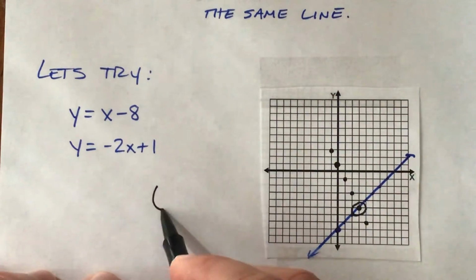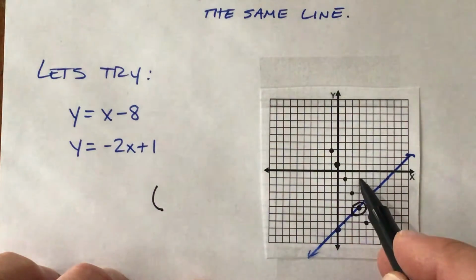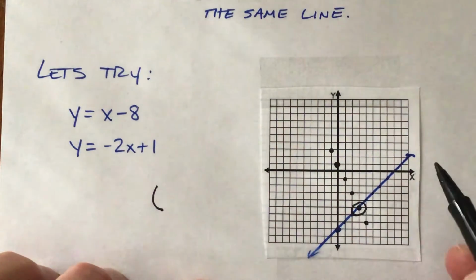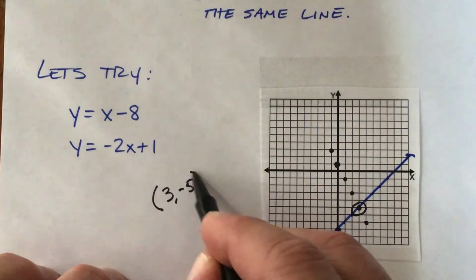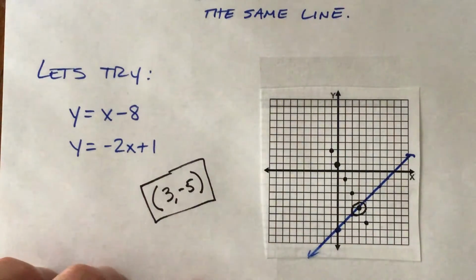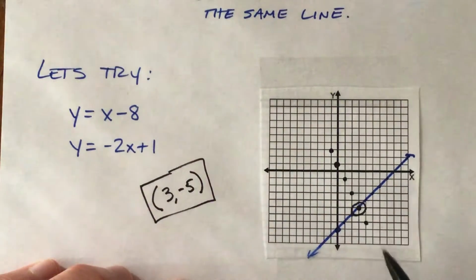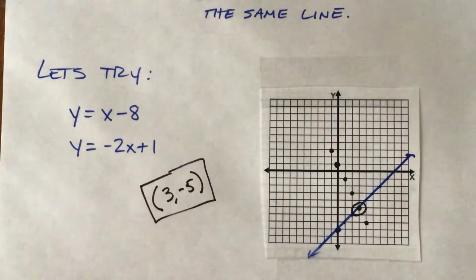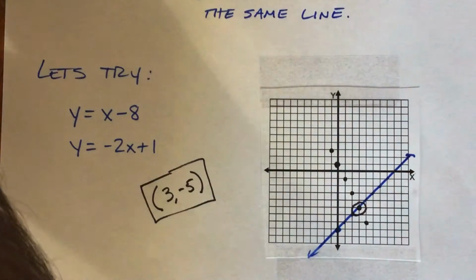So what is this point? This point is 1, 2, 3, and then down 1, 2, 3, 4, 5. So our point, or our solution, is (3, negative 5). And that's what we would write: (3, negative 5). All right, so again, I don't care if you write or give the whole line or just the points that make up the line, however you want to do it. Okay? All right, let's try another one.